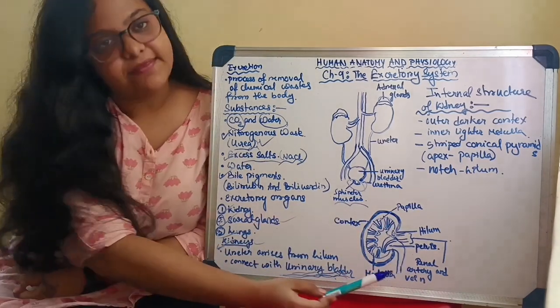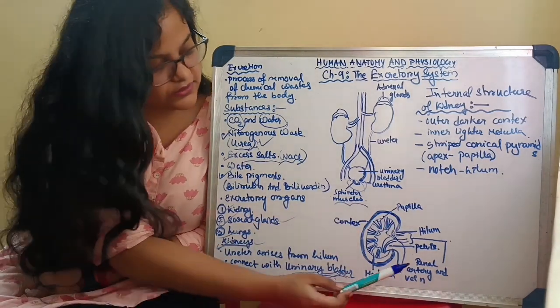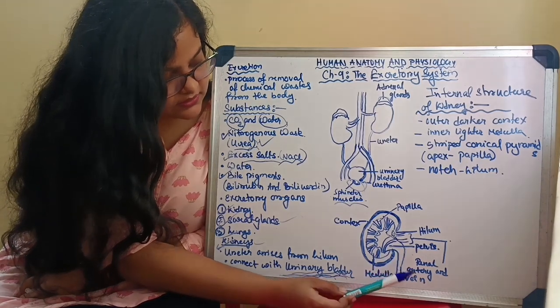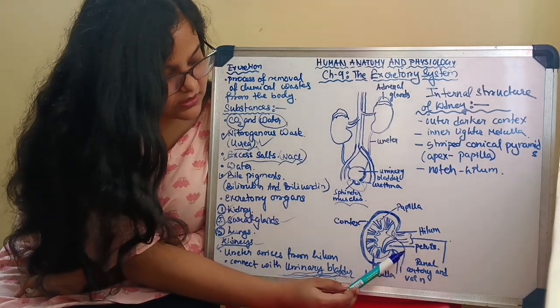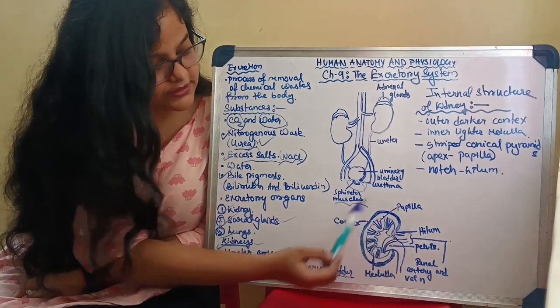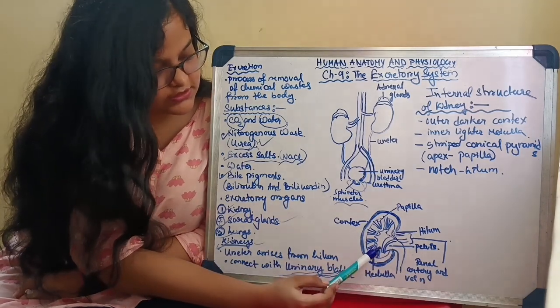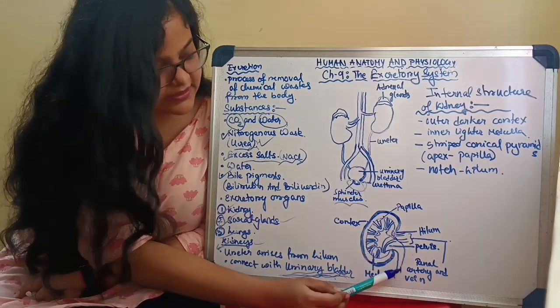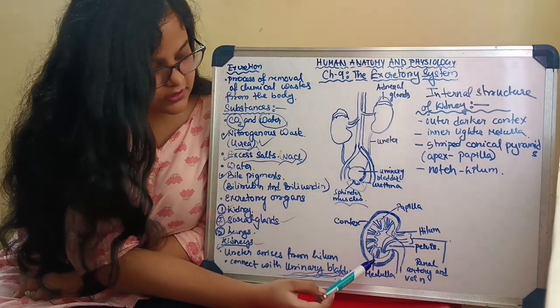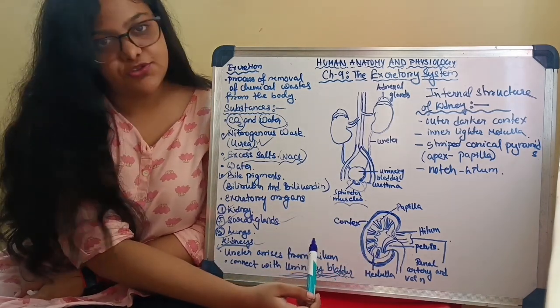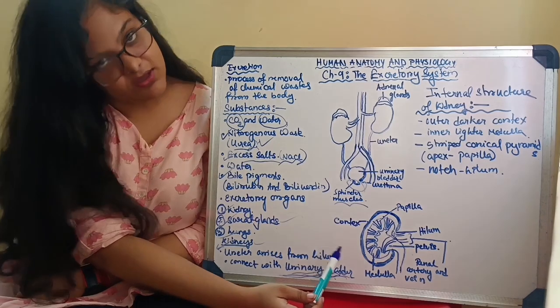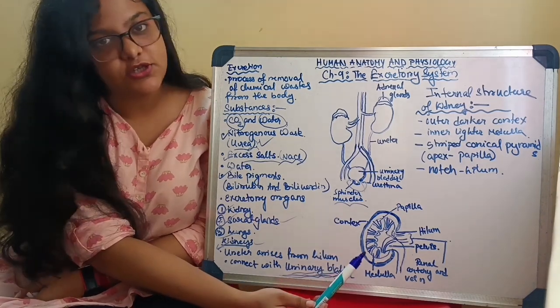renal artery and the renal vein. Now we know that the renal artery attaches from the aorta to the kidney and brings the oxygenated blood towards the kidney, and the renal vein carries the deoxygenated blood towards the heart through the vena cava. Okay, I hope you have clearly understood the concept. Good.